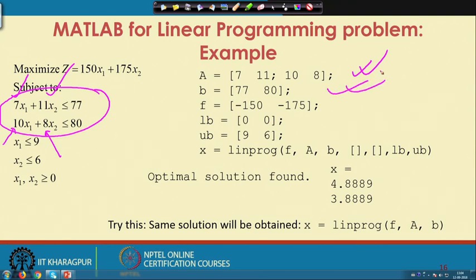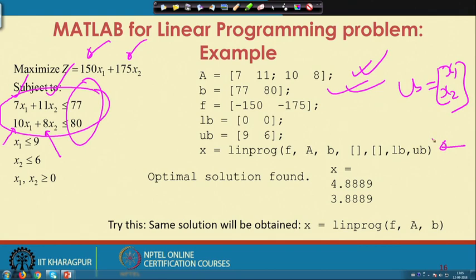The b vector is the right hand side vector, 77 and 80. For the objective function coefficients, 150 and 175, but since I want to maximize, I will take minus f. So, f equals minus 150, minus 175. Lower bound is a vector with the lower bound for x1 and the lower bound for x2. So, 0 0, and upper bound is the x1 upper bound and x2 upper bound, which is 9 and 6. So, now I use this to call linprog.